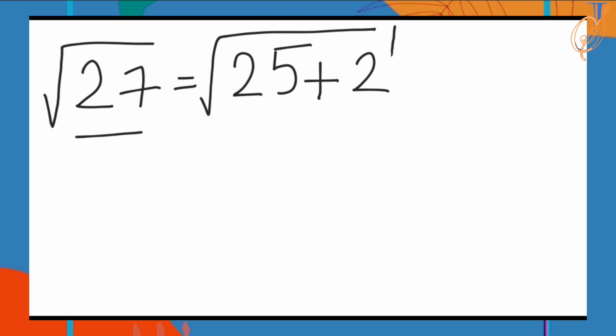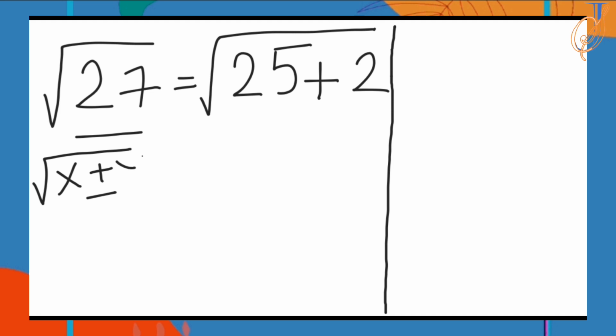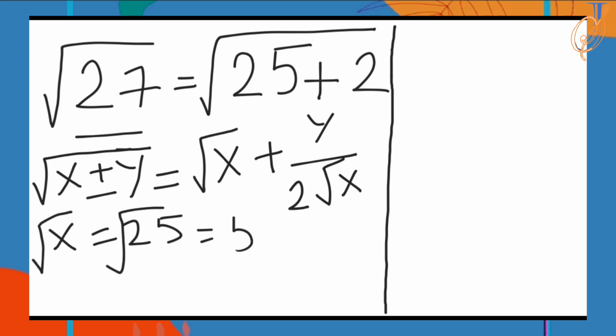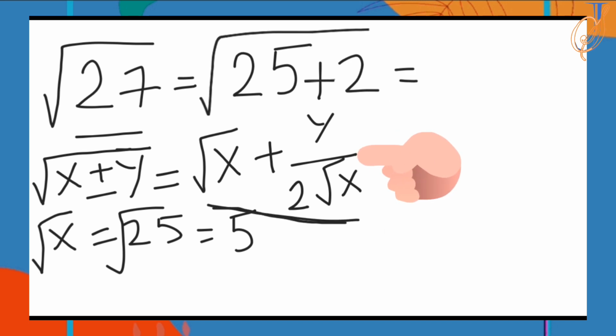Now, to find the square root of non-perfect square numbers, you have to use this formula: square root of x plus or minus y is equal to square root of x plus y by 2 square root of x. Use this one. Here x equals 25, square root of x equals square root of 25, which is equal to 5. You apply this formula. So root x is 5.